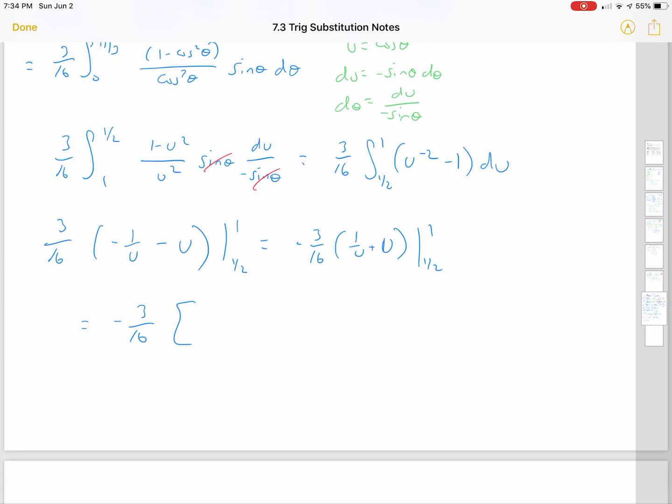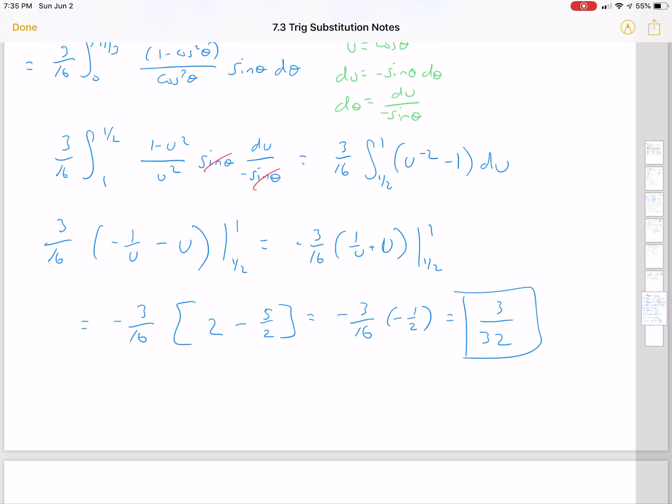So, plugging in 1, that's going to give me 1 over 1, which is 1, plus 1 is 2. Plugging in a half for u, I get 1 over a half, well that's 2, plus a half, 2 plus a half is 5 halves. So I get negative 3/16 times 2 minus 5 halves, which is negative 1/2, so we end up with positive 3 over 32.